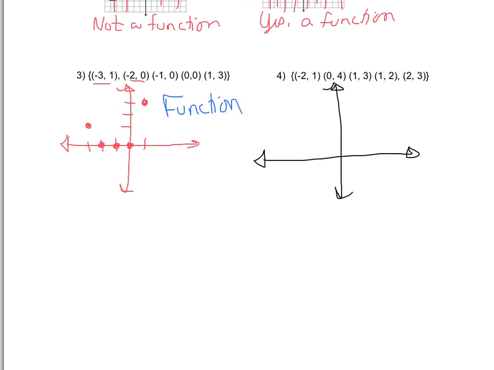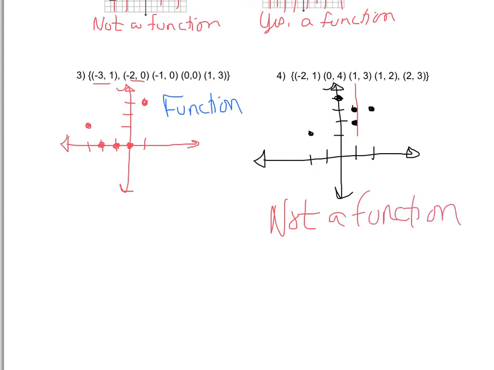So graphing this, I'm going to go back 2, up 1. I'm going to go over 0 and up 4. I'm going to go over 1 and up 3. I'm going to go over 1 and up 2. And I'm going to go over 2 and up 3. Well, notice that even though I pass the vertical line test here, here, and here, at this spot right here, when I draw my vertical line, I do pass through more than one point. So on this one, I'm going to go ahead and say not a function.